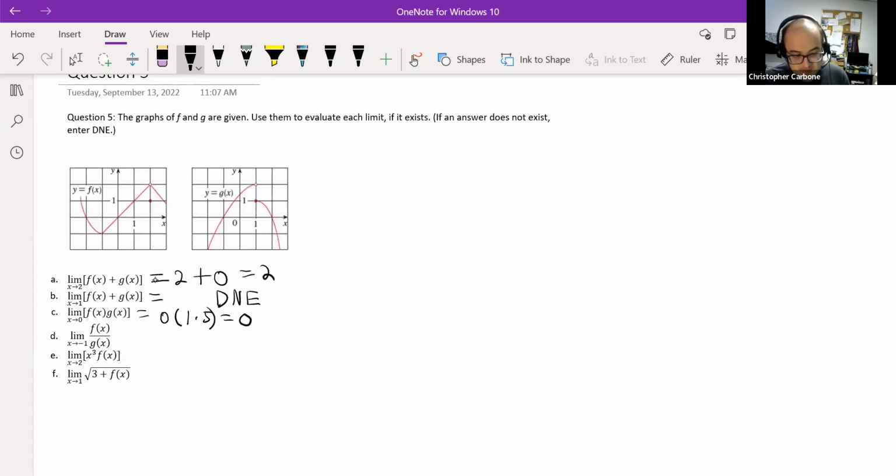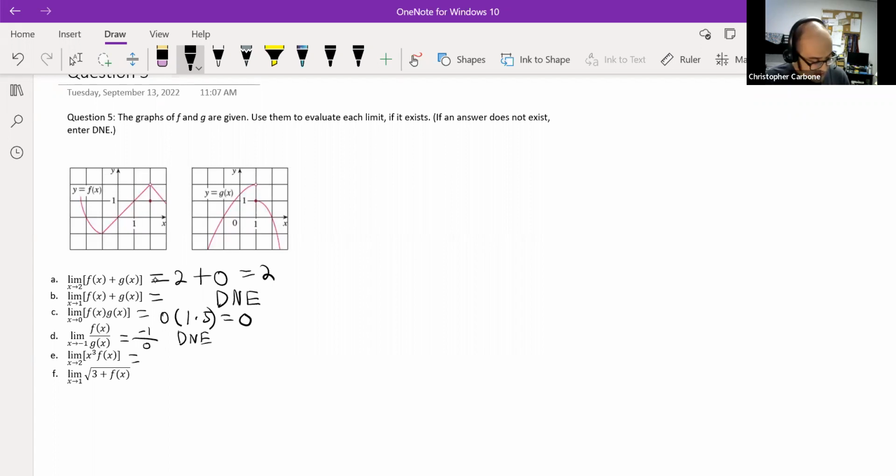For the limit, for little d here, as x approaches -1 of f of x divided by g of x. So at -1, we're approaching a value down over here, which is at -1. So g of x at -1, we have a value of 0. So -1 divided by 0, this one also does not exist.